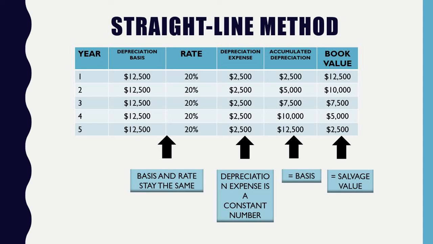Now, because you're spreading it out evenly across, what you're going to notice is at the end of the 5th year, your accumulated depreciation should equal your depreciation basis, and your book value should equal the salvage value. So that's why I left this one, the easiest one, last, because literally you solve for one, you can solve for the rest.